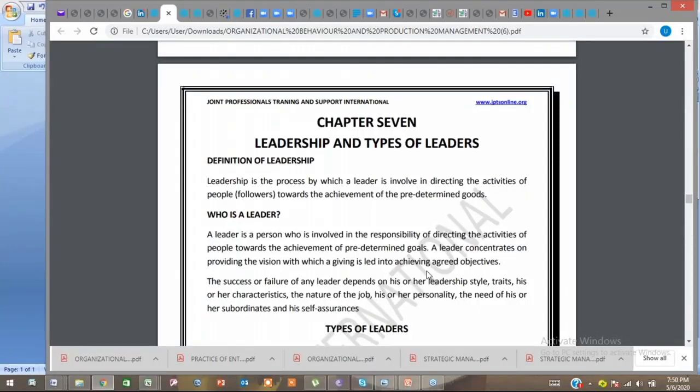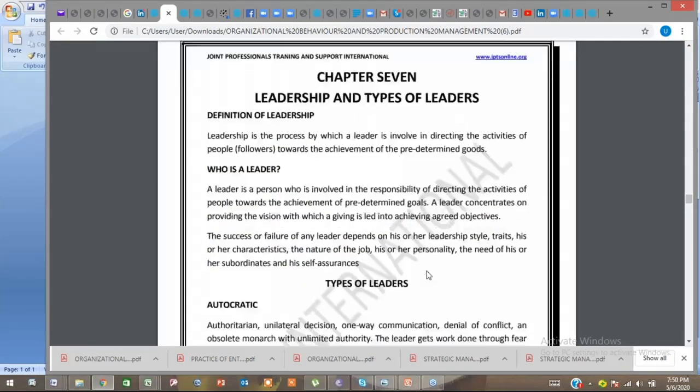So let's look at chapter 7. Remember, I told you that after this class, we have one more class before your exam. So you can see the way I'm moving at a very fast speed. Leadership and types of leadership. So we've done chapter 1, chapter 2, chapter 4, chapter 6, chapter 7. In three meetings, we've had five chapters. Now we're in chapter 7.